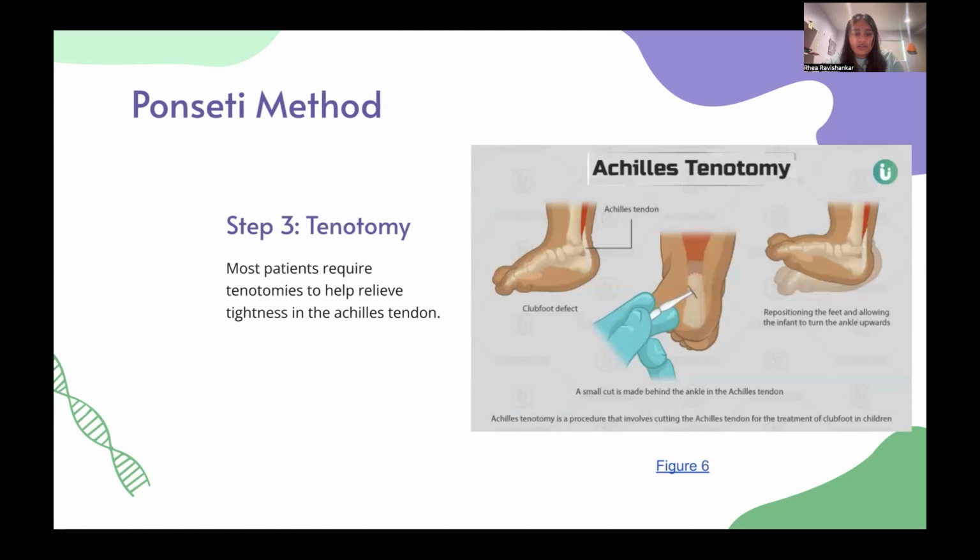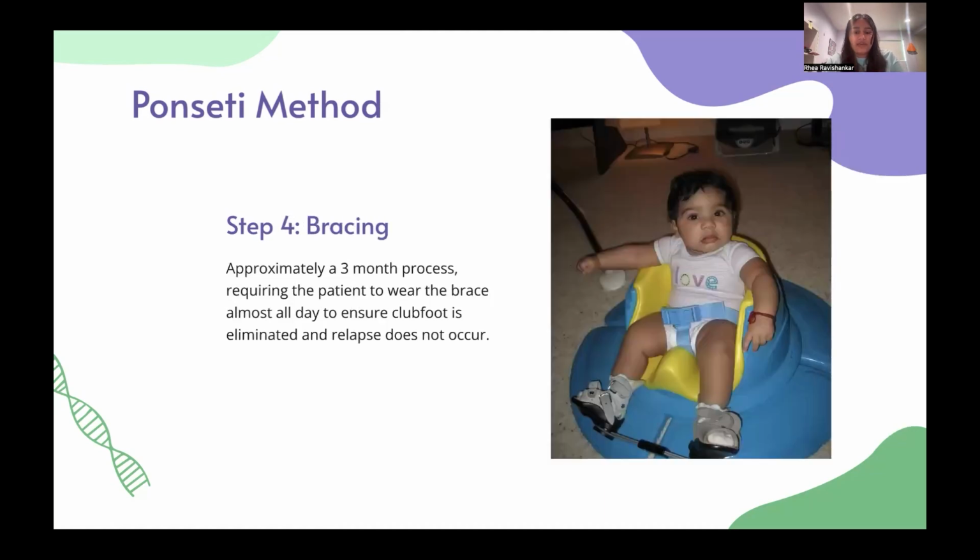Step 3 is the tenotomy, which is seen in most cases. In the picture here, you can see that a small incision is made in the Achilles tendon to allow it to grow and lengthen. This helps improve flexibility in the ankle. The final step is bracing, which requires the patient to wear a brace, or in my case, a special type of shoe, for approximately 3 months to ensure that the clubfoot stays in its normal position and does not relapse. Relapse is when the foot goes back to its clubfoot state, and the Ponseti method has proven to eliminate the possibility of this happening.